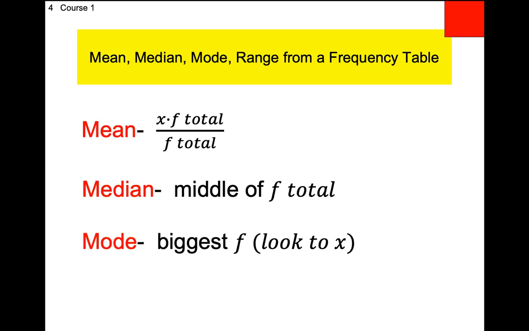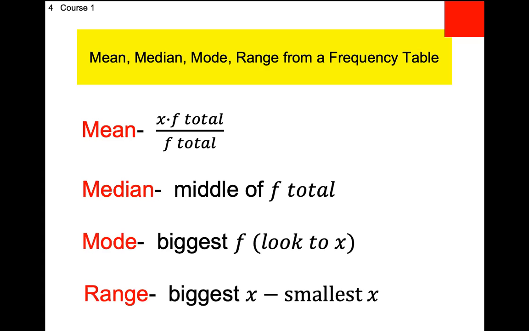The mode is which one has the most. So you simply look at the F column and find which number is largest, and then you look at the X column to see what number it is. This makes a whole lot more sense when we actually do it, trust me. Lastly, okay, I'll do it right this time. The range is the biggest X minus the smallest X. This slide right here will make more sense once we actually do it. So don't panic yet.